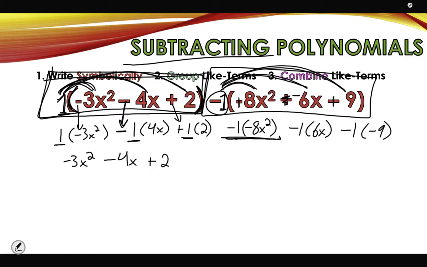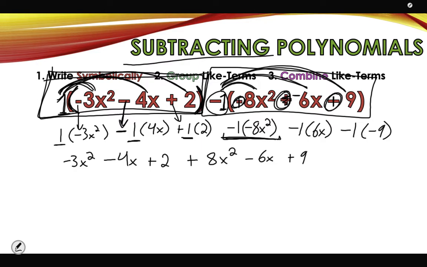-1 times -8, those two negatives will cancel each other out and make a plus sign, which is the opposite of that negative that I started with. And then -1 times +6, that's going to be -6x, which again is the opposite of what I started with. -1 times -9, that's +9, which is the opposite.